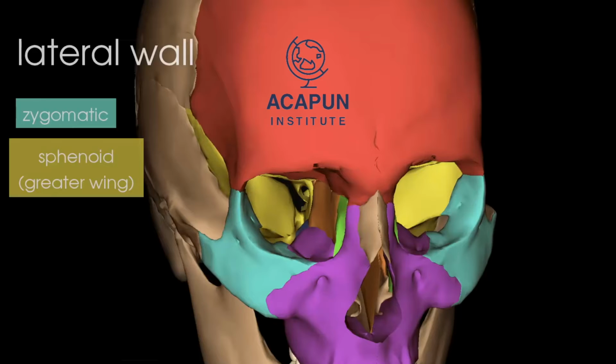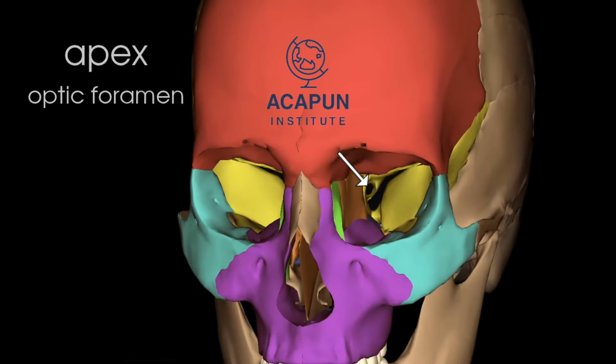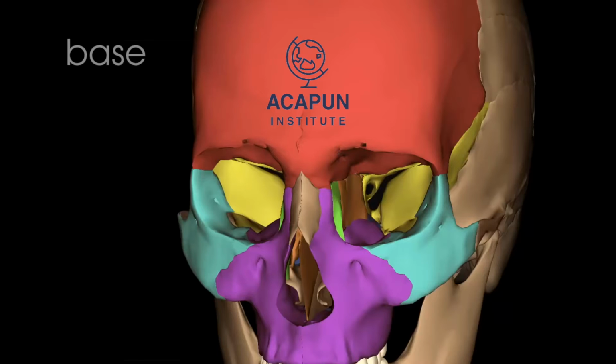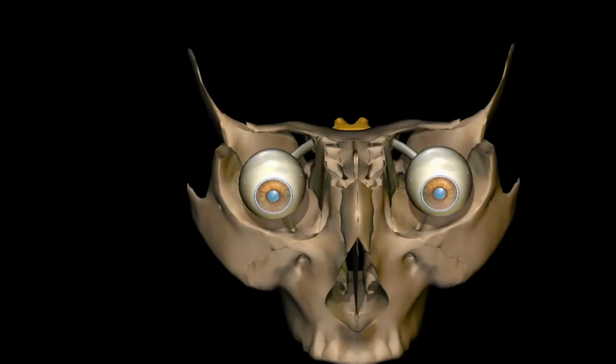The apex of the orbit is located at the opening to the optic canal, which is known as the optic foramen. The base, as we have seen, opens out into the face and is bounded by the eyelids. It is also known as the orbital rim. Let's take a quick look now at the contents of the bony orbit.